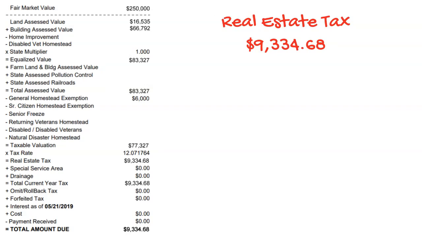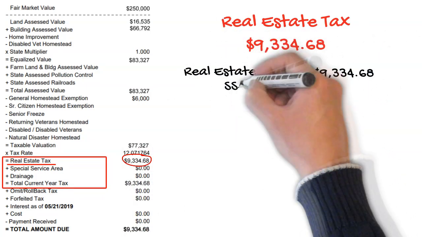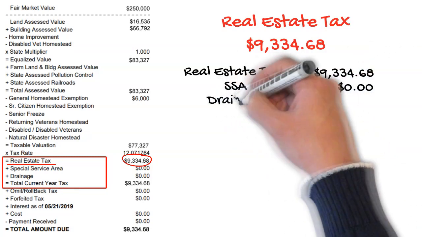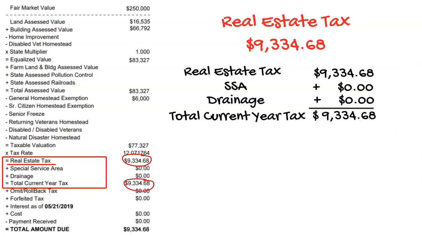If you live in an area with an SSA or a drainage district, they will be represented in this next section on your bill. Now we can take the real estate tax calculated in the prior step and add the special service area and drainage district to come to your total current year tax.